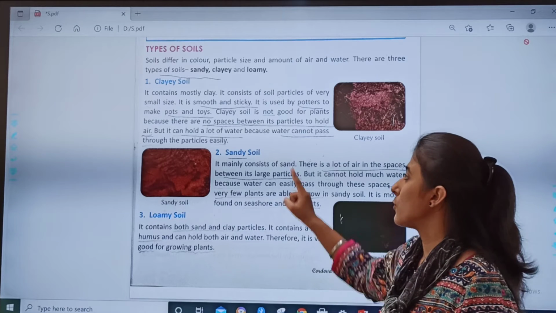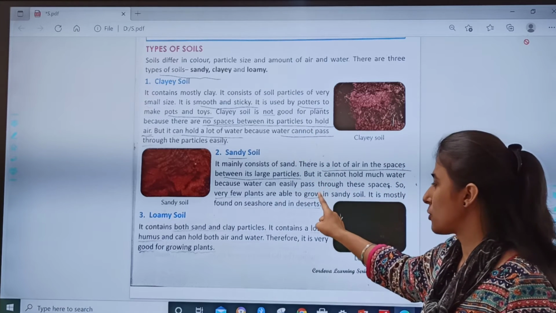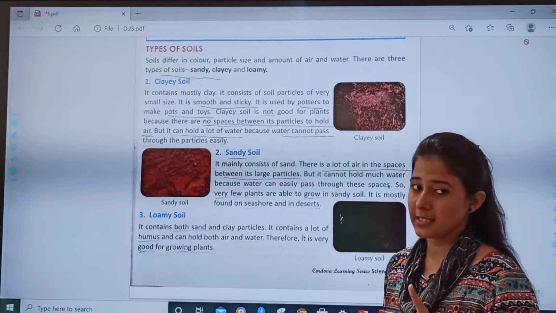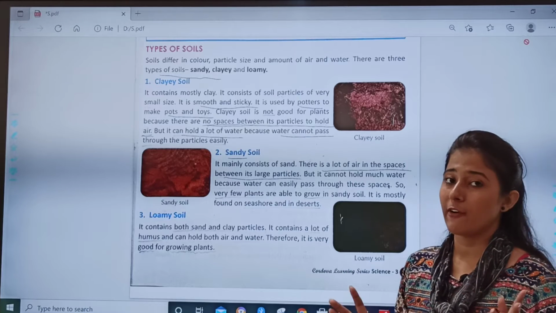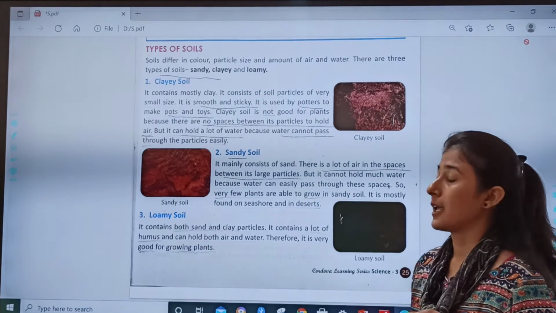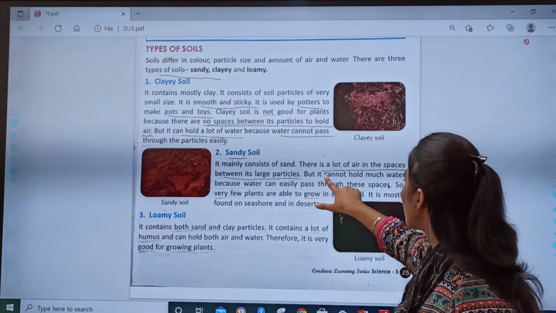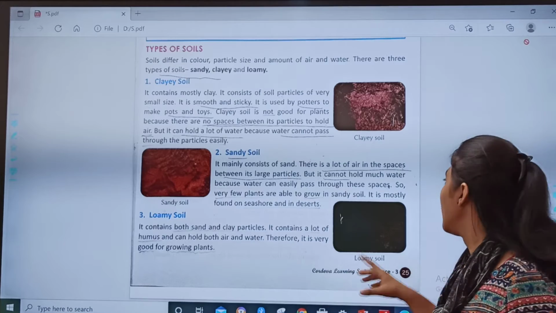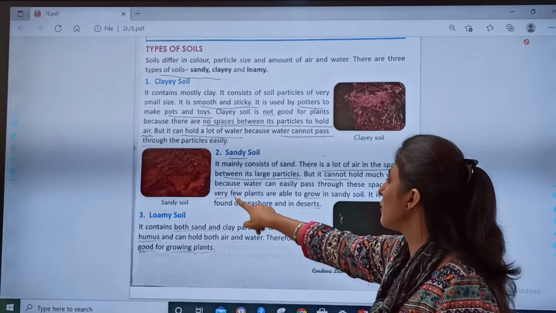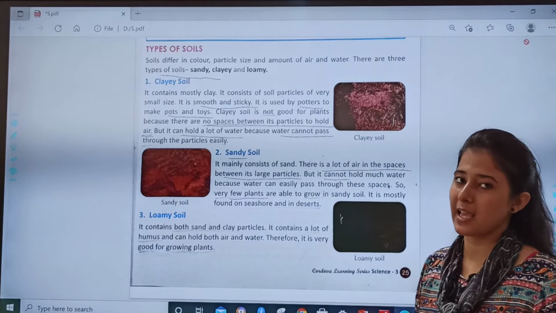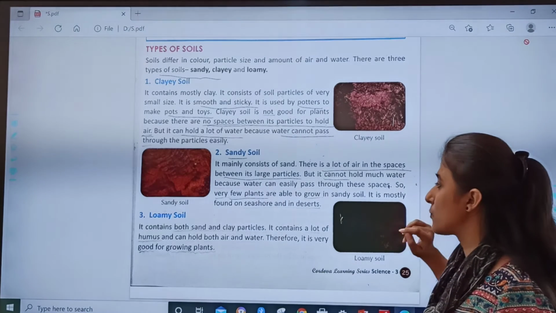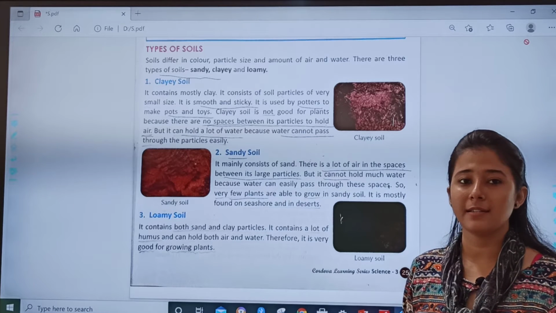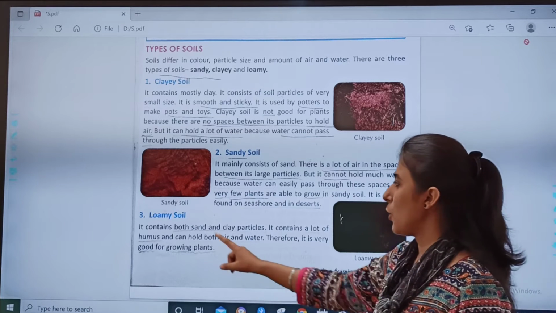Okay. Now you understood clay soil, sandy soil. In sandy soil, we'll revise in short. First, it consists of sand. Second, there is a lot of air in the spaces. Third, it cannot hold much water. Cannot. Okay. Remember. Why? Because water can easily pass through sandy soil. Then very few plants are able to grow in sandy soil. And where is it found? You will be asked the question, where is sandy soil found? In seashores and deserts.